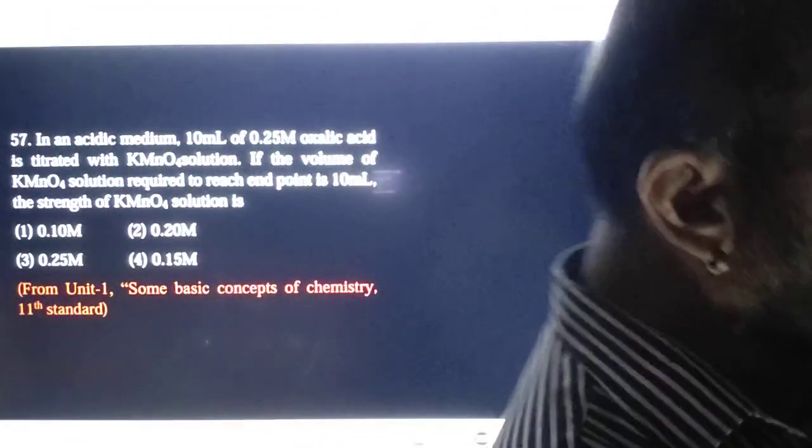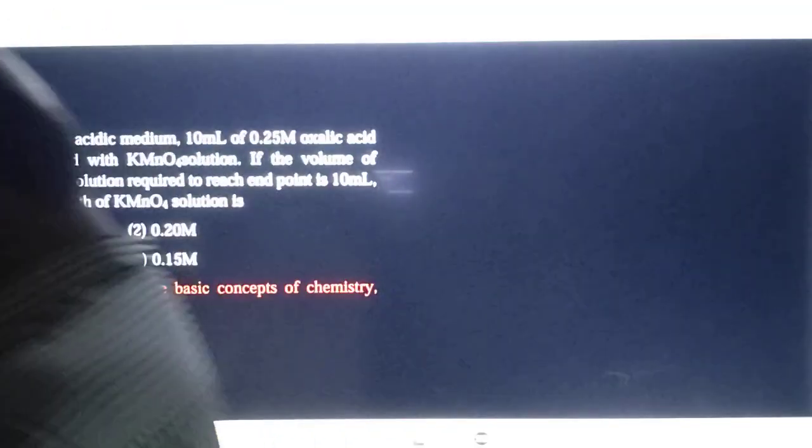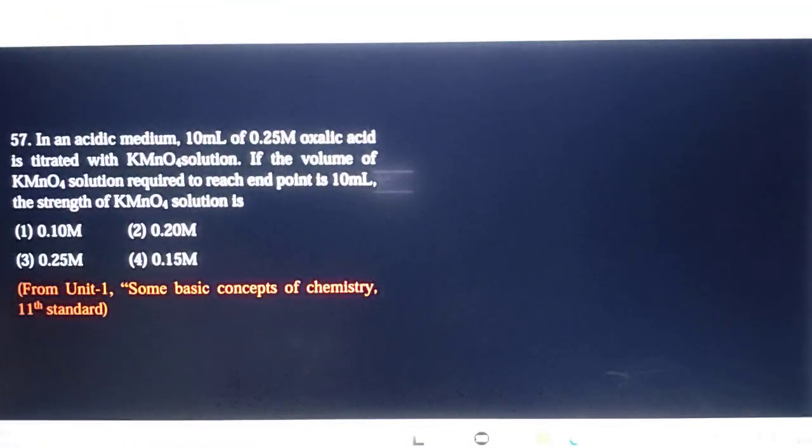One more problem. In an acidic medium, 10 ml of 0.25 molar oxalic acid is titrated with a KMnO4 solution. If the volume of KMnO4 solution required to reach the end point is 10 ml, the strength of the KMnO4 solution is? Listen, it is a case of some kind of neutralization. It is not acid-base neutralization. It is actually oxidation reduction, a redox reaction.